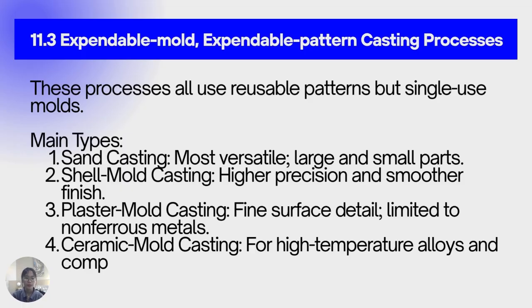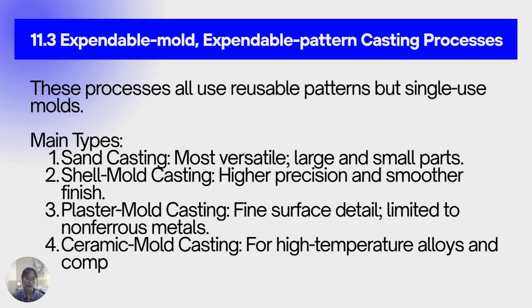Expendable mold, expendable pattern casting processes are those in which both the mold and the pattern are destroyed after each casting. These methods are used when producing parts with complex shapes that would be difficult to make with reusable molds. The two main processes in this category are evaporative pattern casting, or lost foam, and investment casting, or lost wax. In lost foam casting, the foam pattern evaporates as molten metal is poured in, while in investment casting, a wax pattern is melted out of a ceramic shell before pouring.